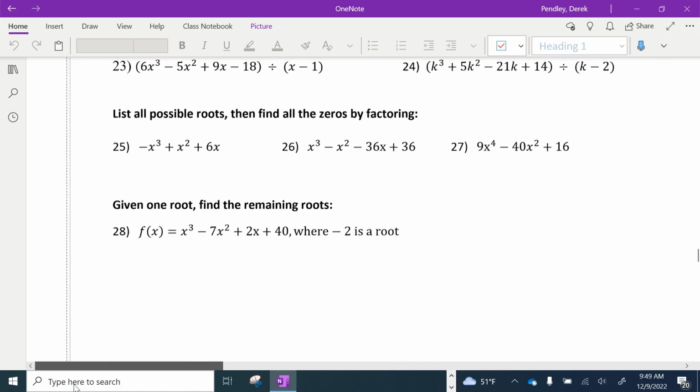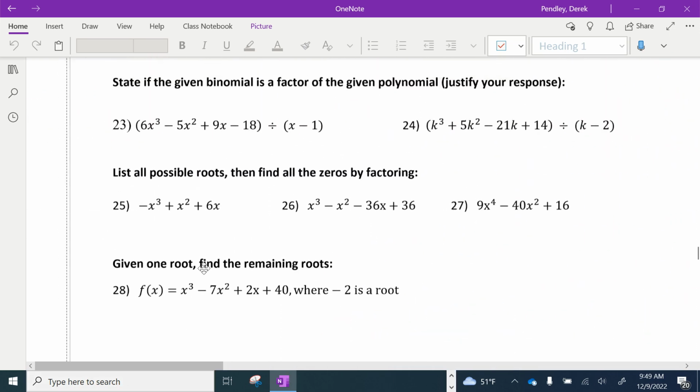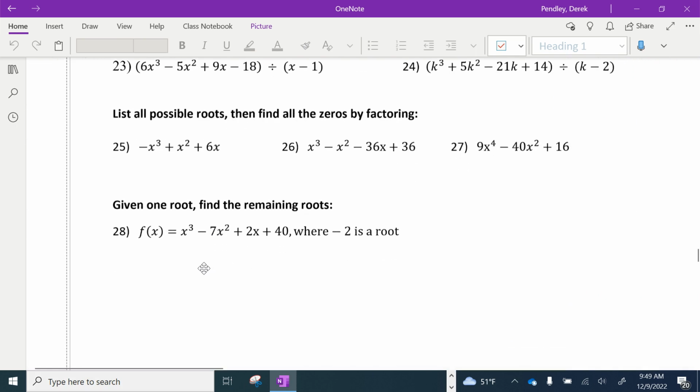All right. So if we go back to number 25 here, all right, so on number 25, it says list all possible roots and then find all the zeros by factoring. So if we just look at the factoring part, because on the final, we're not going to have a list all possible roots. So we just want to focus on the factoring, finding the zeros.